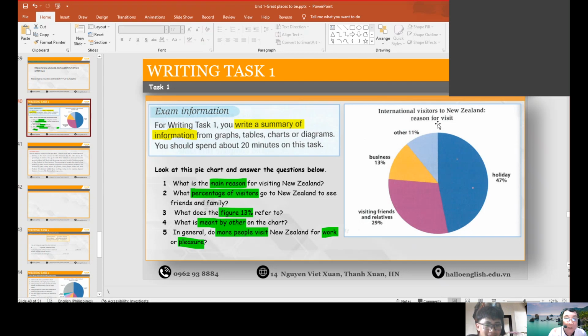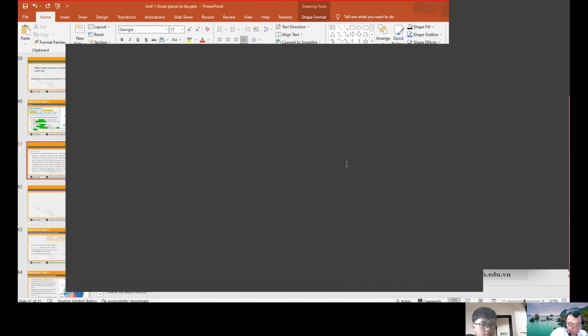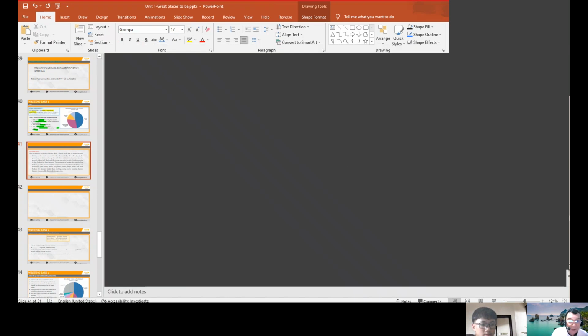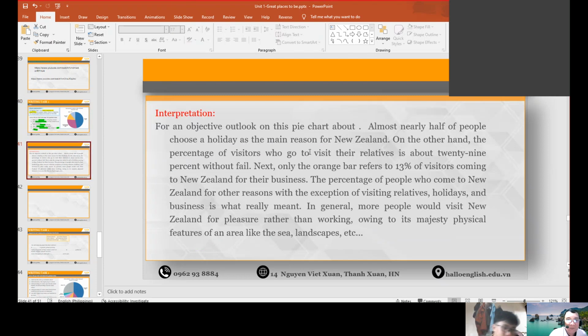So next time, don't forget to mention the title, because they don't know where this graph came from if they don't know what the title is. So it's very important. Let's say, for example, for an objective outlook on this pie chart about, okay, so we have to, about what? What's the title again of the chart? About international visitors to New Zealand, colon, and then reason for visit.